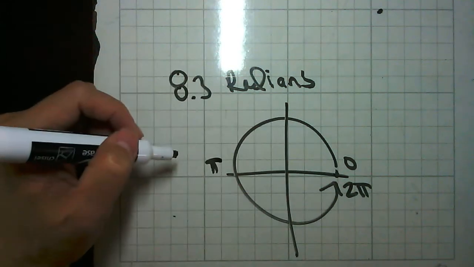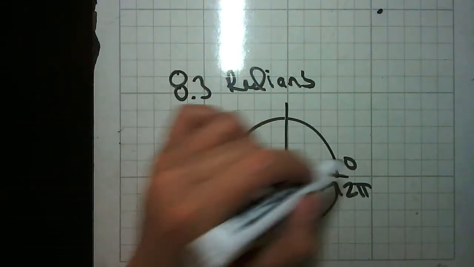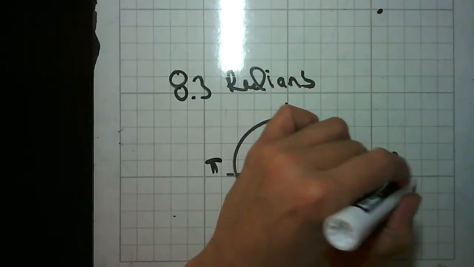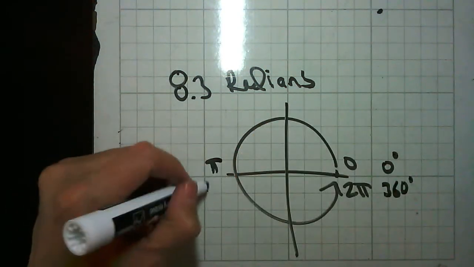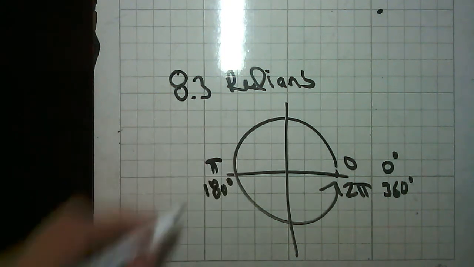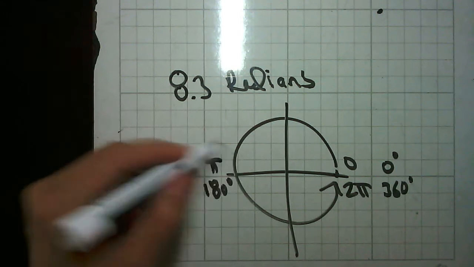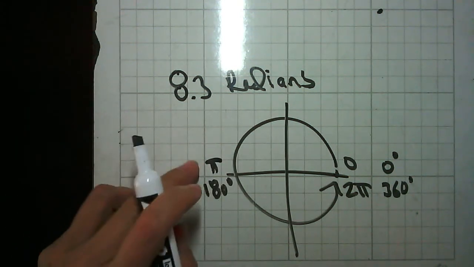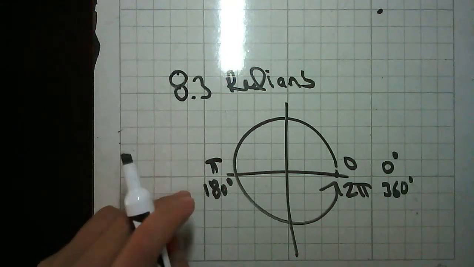So if we transfer this into degrees, we know this is 0 degrees or 360 degrees. And we know halfway around, pi and 180 degrees is the same. So we're going to use this as our conversion unit. If we have degrees and radians and we want to switch them, we're going to use pi and 180 since those are equivalent.